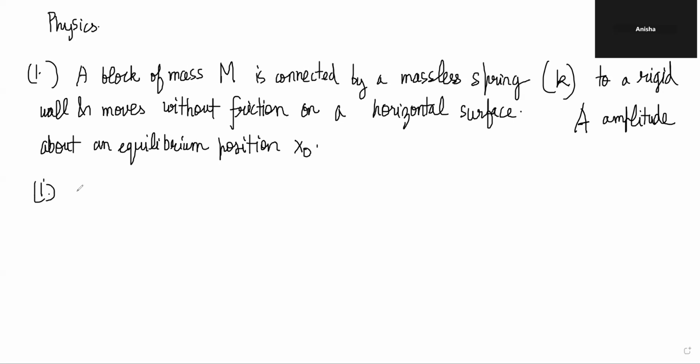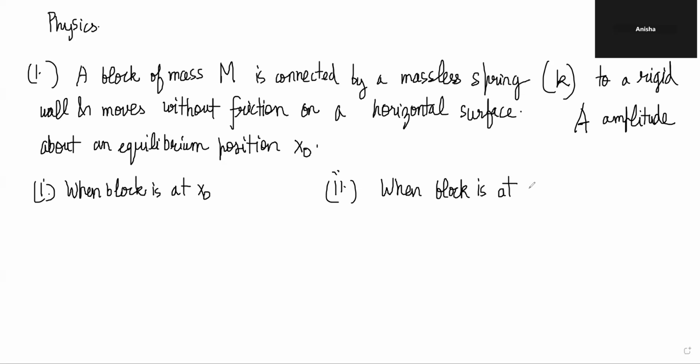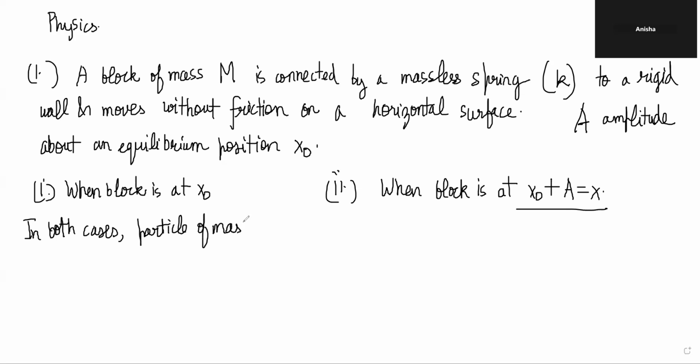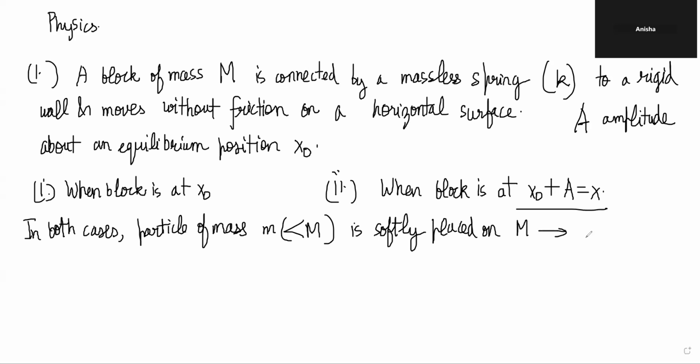There are two cases. First case is when the block is at x naught, and the second case is when the block is at x naught plus A. In both cases, a particle of mass small m, less than capital M, is softly placed on M and they stick to each other.